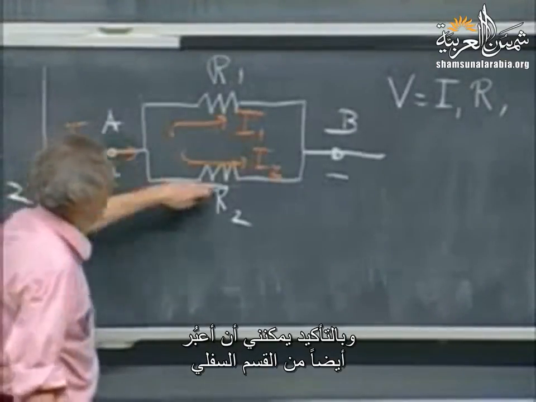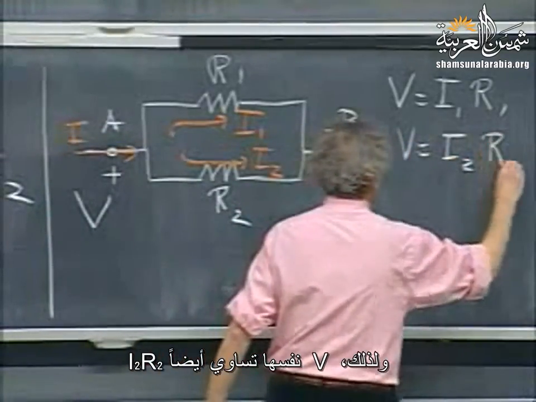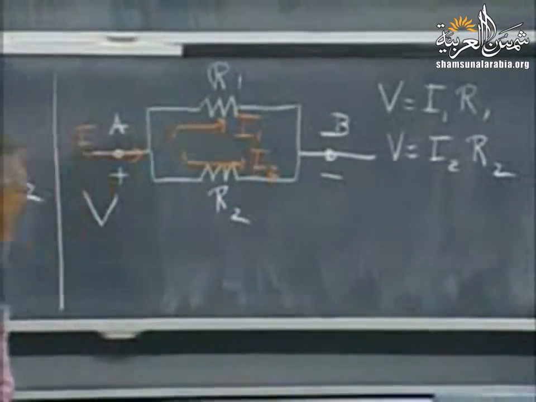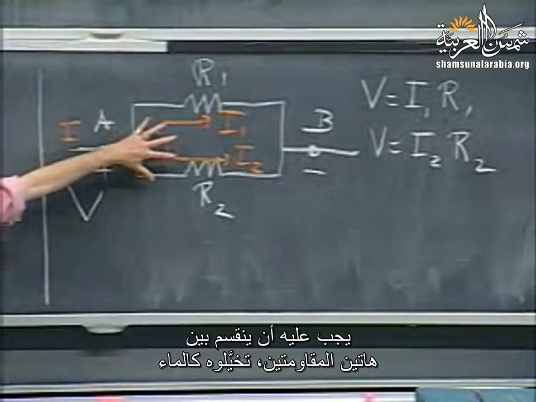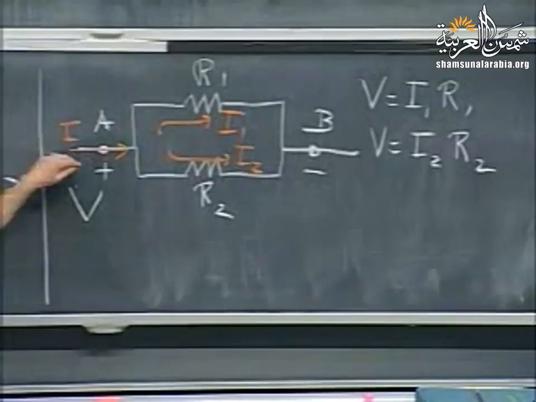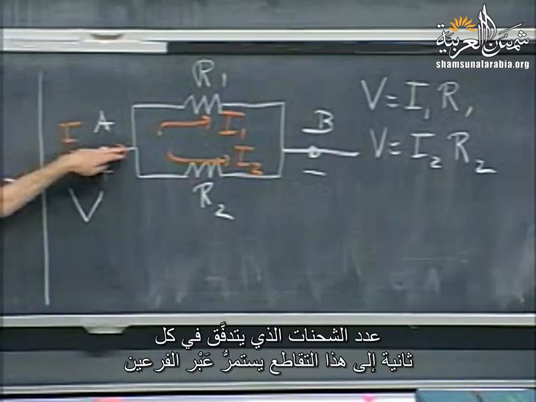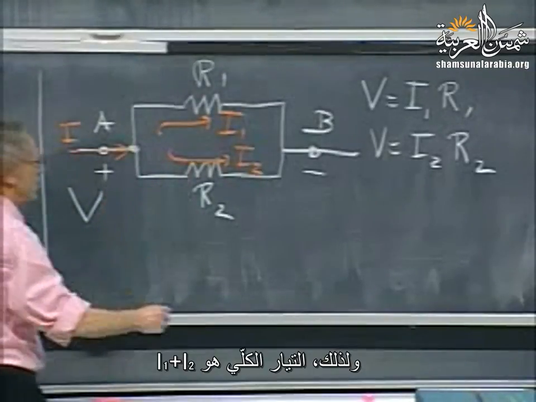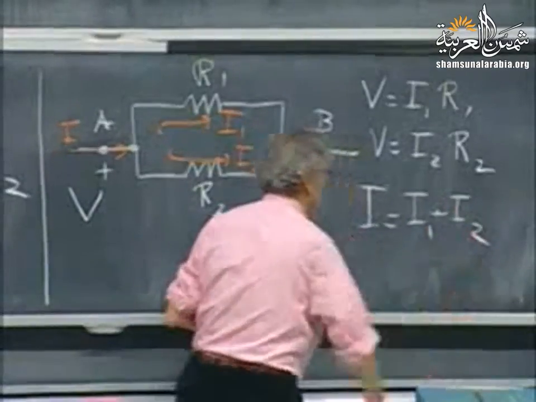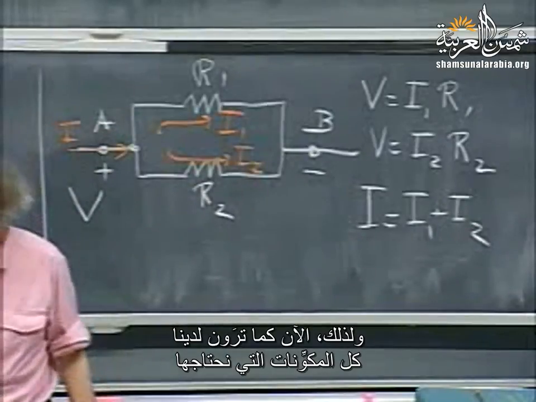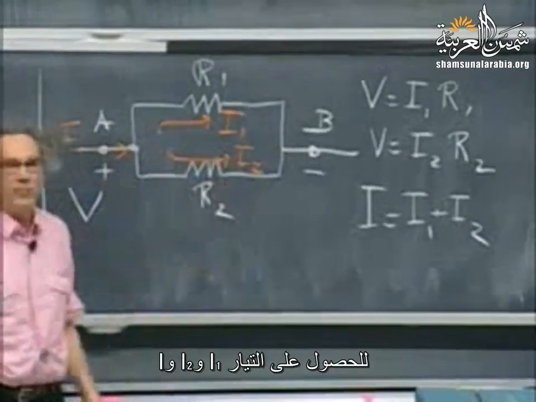But of course you can also go the lower branch. So the same V is also I2 times R2. But whatever current comes in here must split up between these two. Think of it as water. You cannot get rid of charges. The number of charges per second that flow into this juncture continue on. And so I, the total current, is I1 plus I2. And so now you see you have all the ingredients that you need to solve for the current I, for the current I1, and for the current I2.